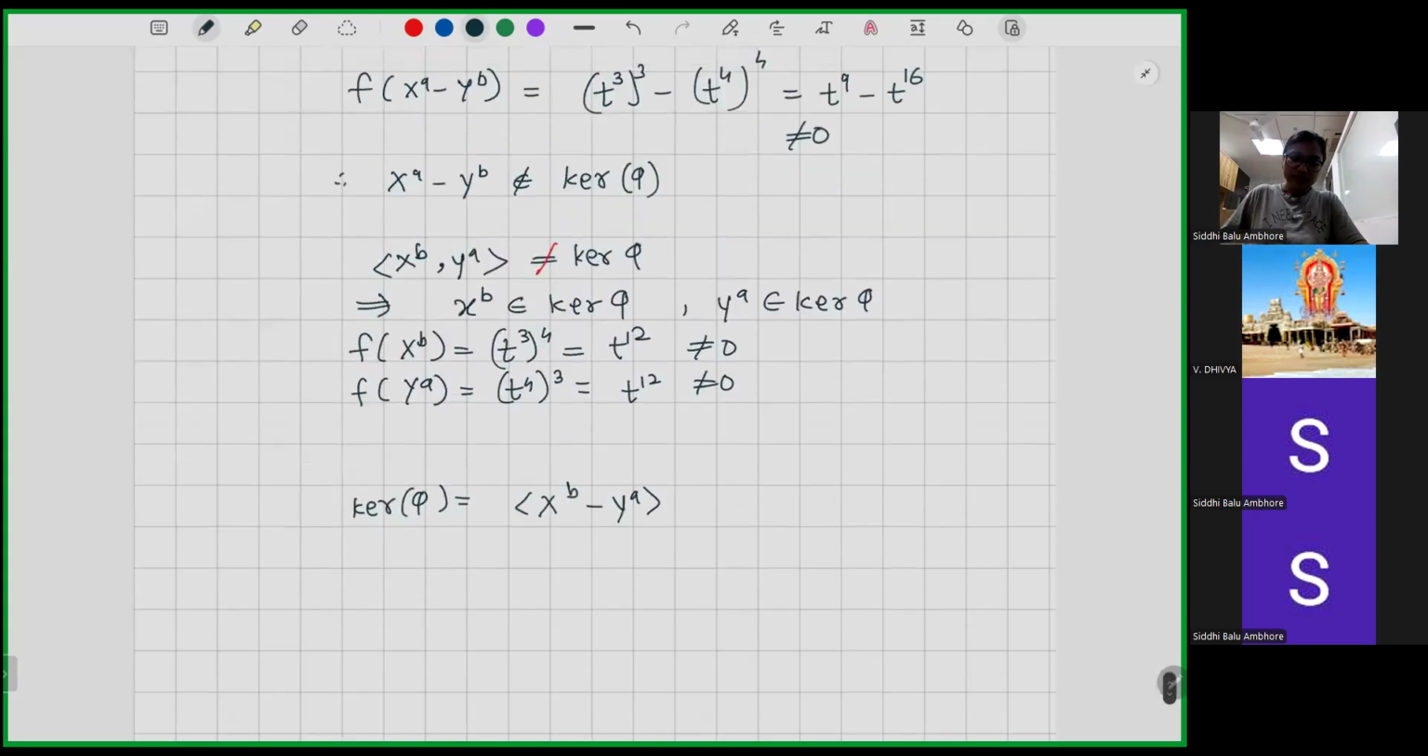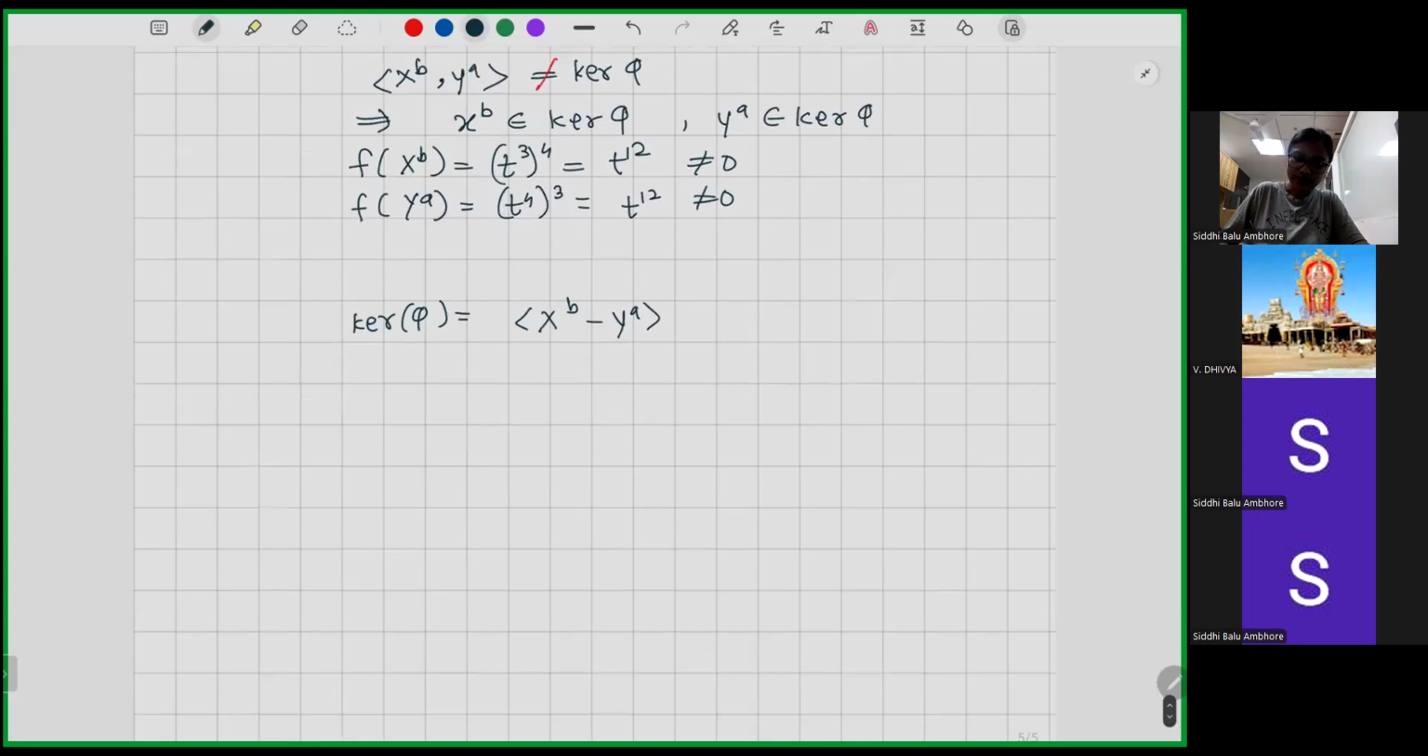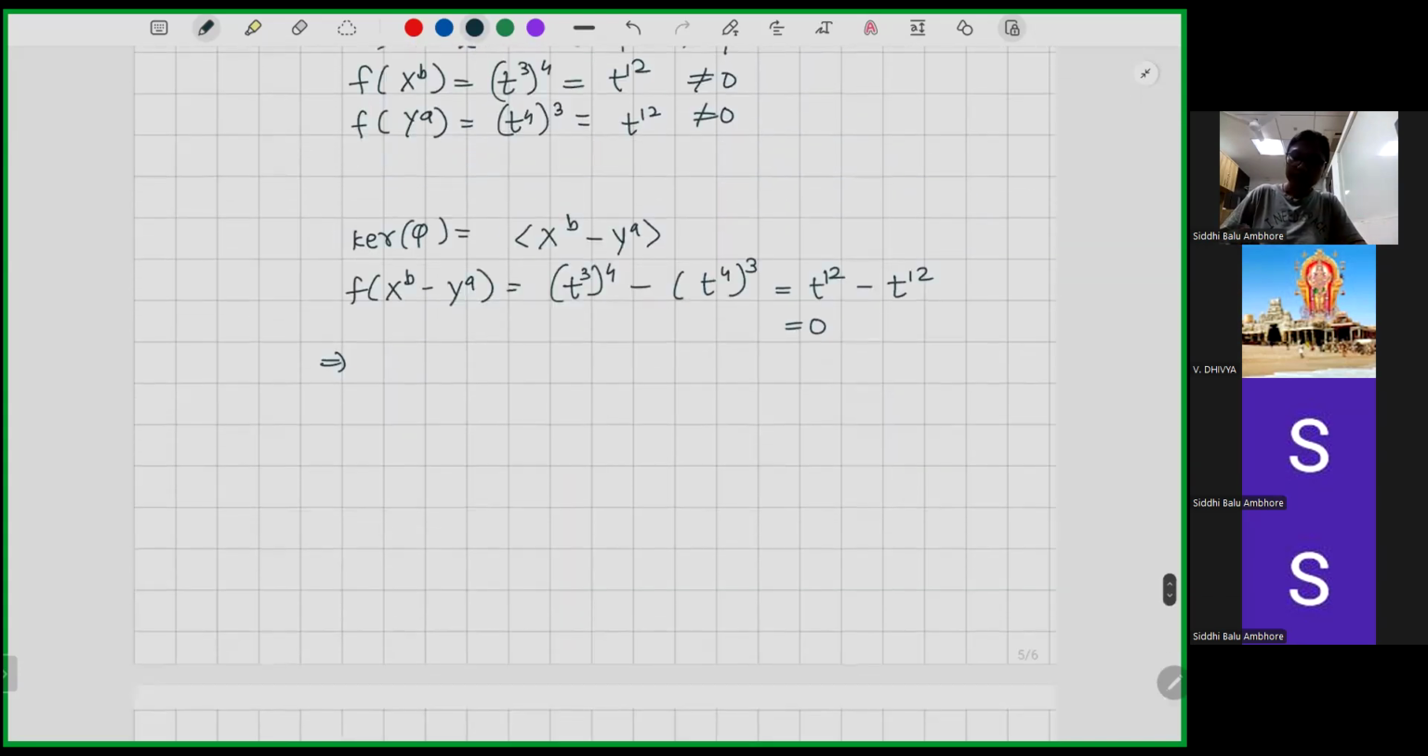Okay. So for this map itself, let us try to find f of x^b minus y^a. It is t^3 to the power 4 minus t^4 to the power 3. And what is this? This is giving me 0. Both are t^12, and this is definitely giving me 0. So, what does this imply? This implies that the element x^b minus y^a is contained in the kernel of phi.